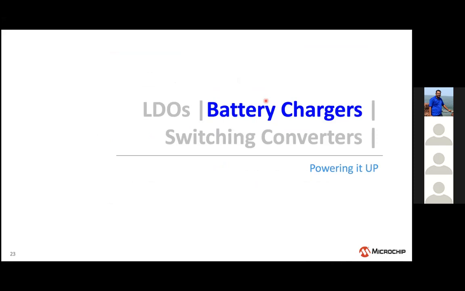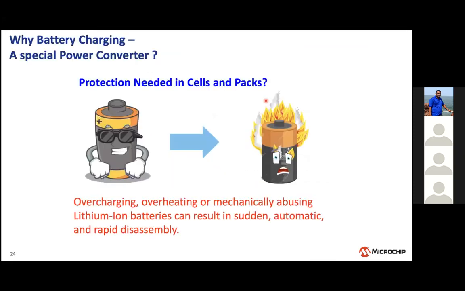Similarly, we're going to explore the battery chargers. Why is battery charging a separate power converter needed? That's the fundamental question. The reason we need it as a separate device is because the device should be intelligent enough to assist the battery all the time, whether it's overcharging, overheating, or mechanical abuse. We can't do anything electronically, but of course you could have some pressure sensors. Apart from that, it is easy to protect mechanically itself.